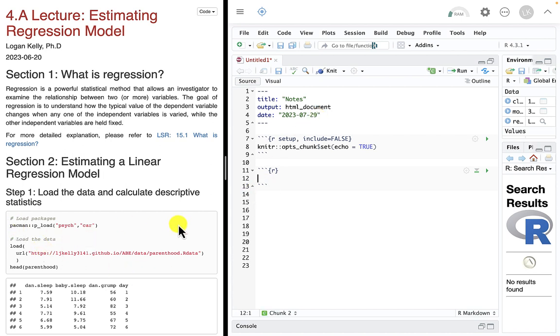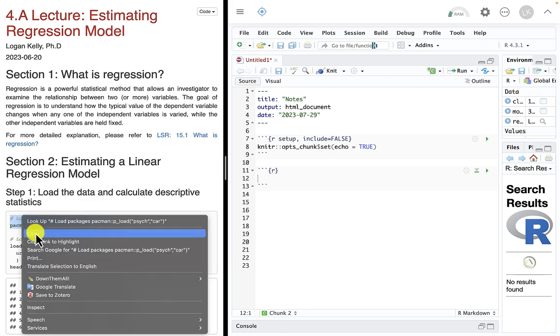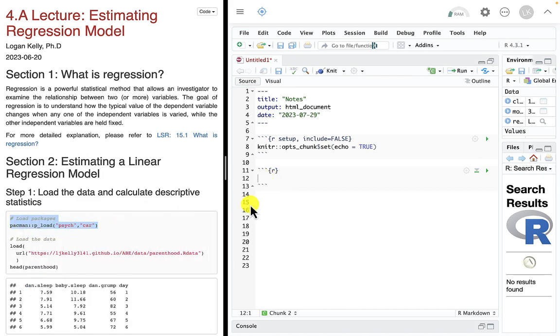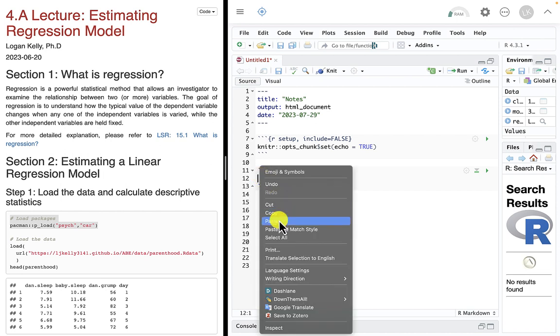And the first thing I need is my packages. So I'm going to load, using the pacman package, the psych package, and the car package. Now, the car package, car stands for Companion to Applied Regression. So it's perfect for the stuff that we're doing, right? It's got a bunch of different tools for doing regression analysis.